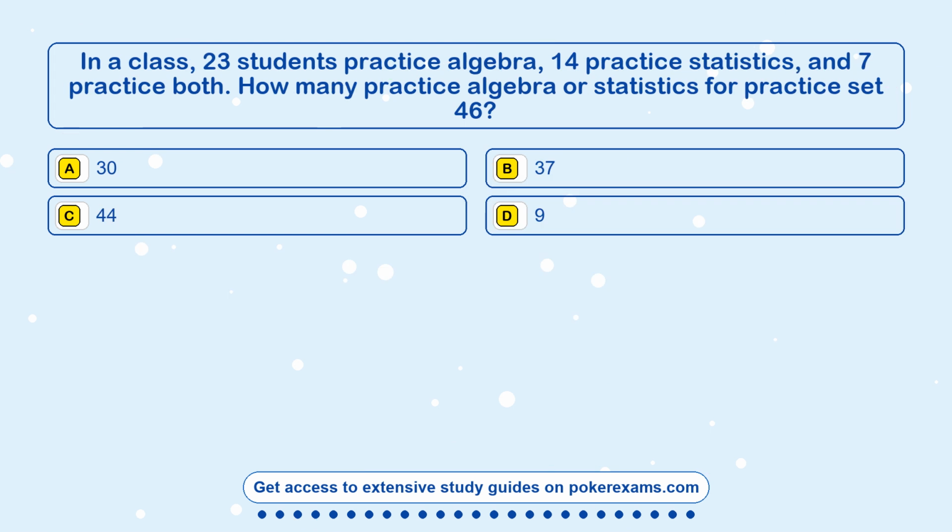Question 24. In a class, 23 students practice algebra, 14 practice statistics, and 7 practice both. How many practice algebra or statistics for practice set 46? Option A 30. Option B 37. Option C 44. Option D 9.